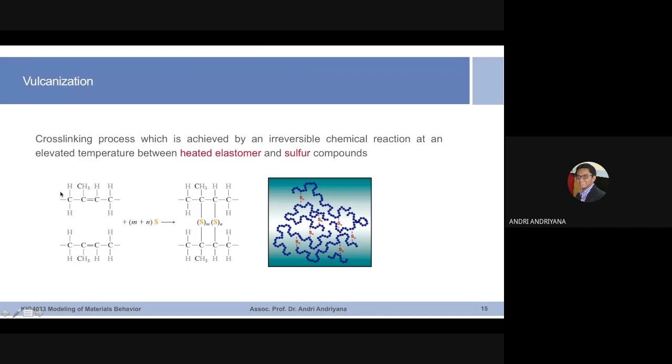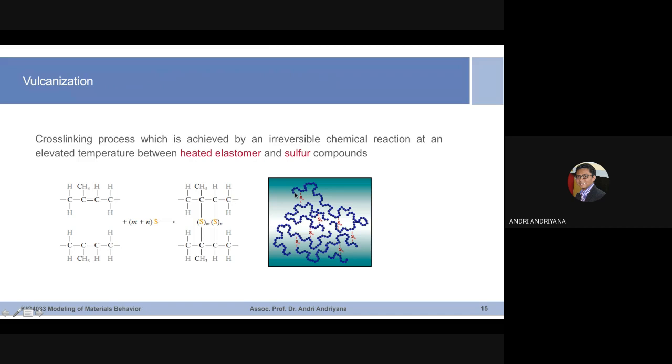So for instance here, you have a monomer of isoprene. This is the natural rubber. This is another monomer from the polymeric chains, and then you heat it and add the sulfur. So what happens is that you create the bonding here, additional bonding, to make sure that one chain is connected to another chain. This is called cross-linking.